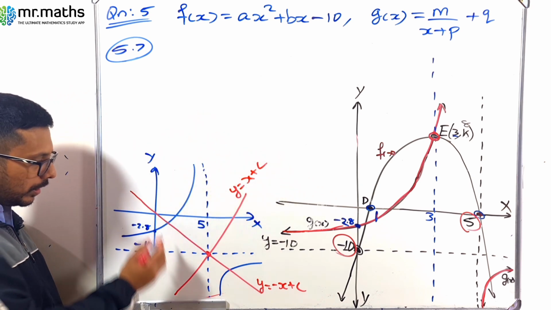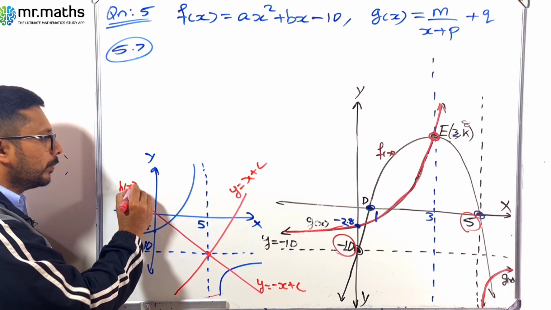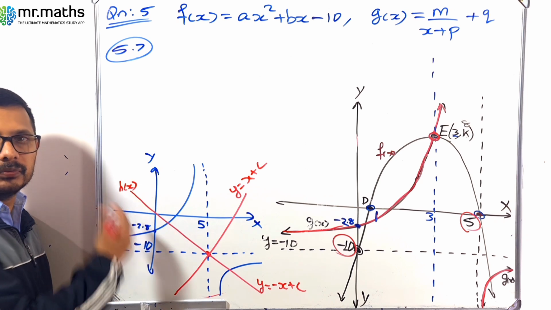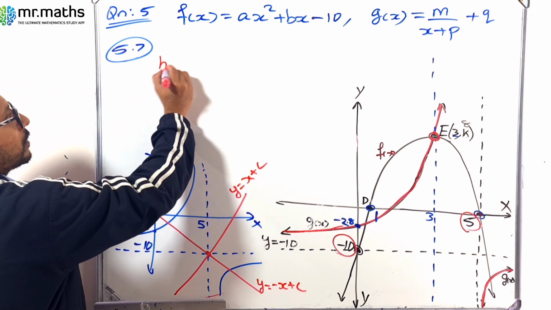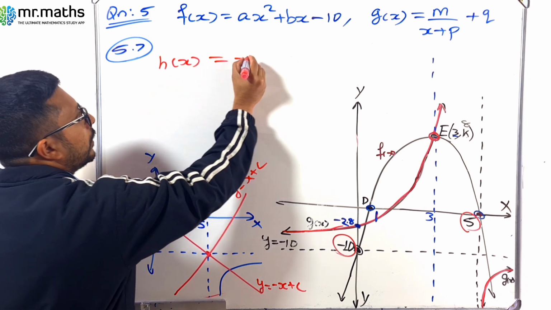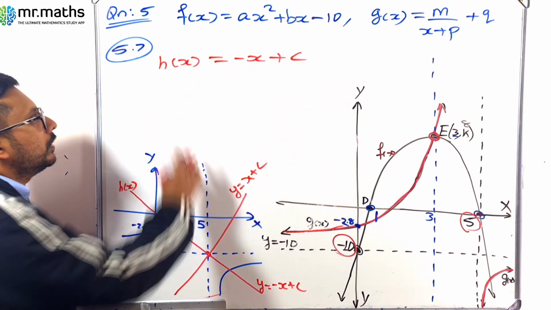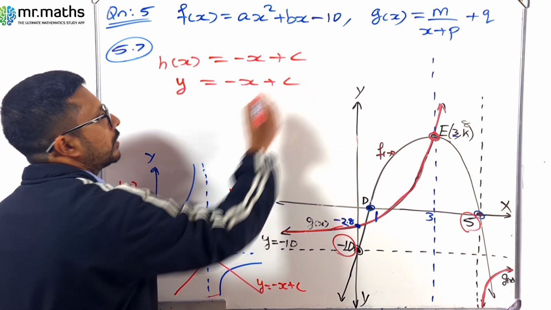So in our question, they are calling this axis of symmetry h of x, or h. And what is the equation of this h? The general equation is h of x is equal to minus x plus c. That is the general equation. This h of x is the same as y. Y is equal to minus x plus c.